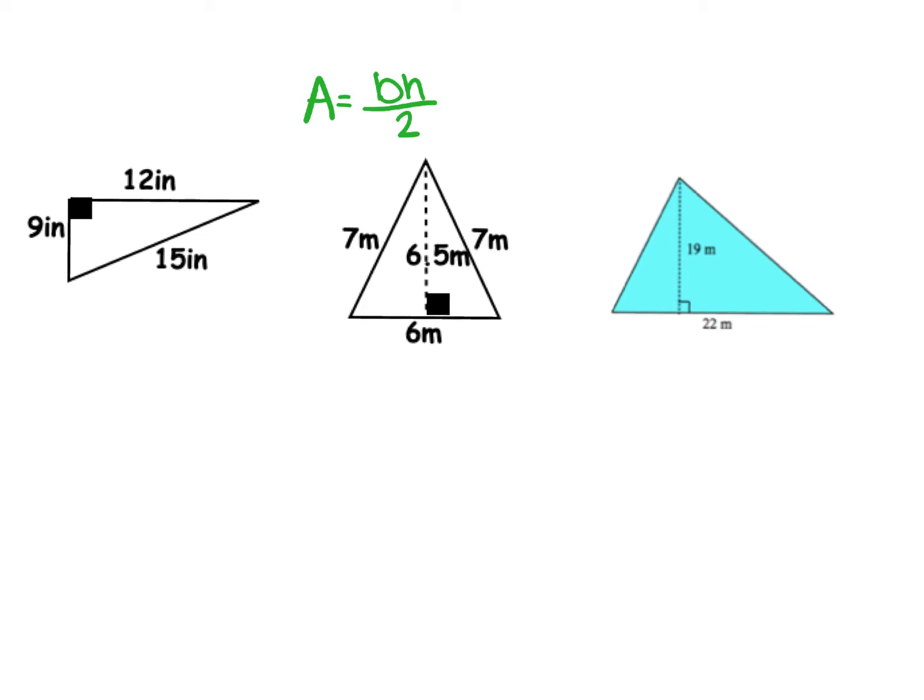So anytime you're looking for the base and height, which two sides of the triangle you're using, you're looking for that right angle, which is designated by that square in one of the corners.